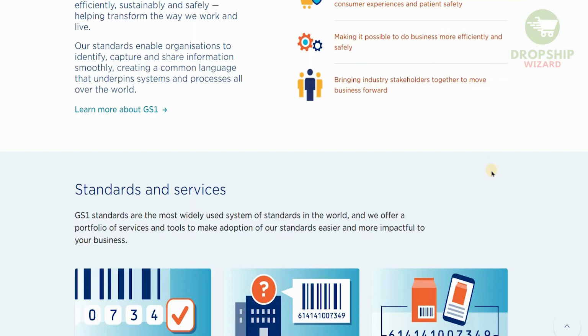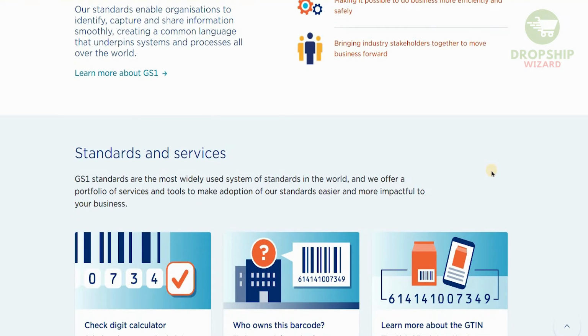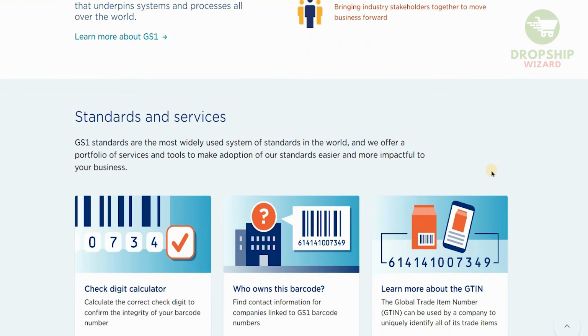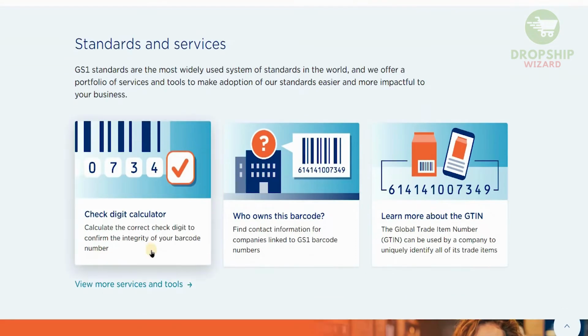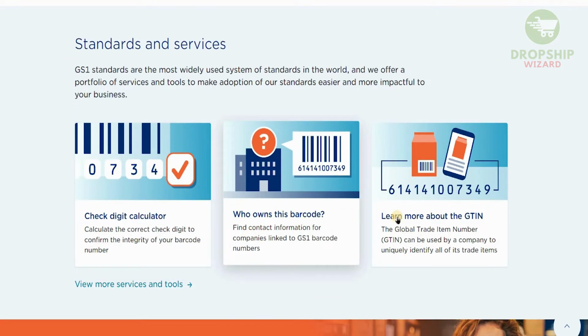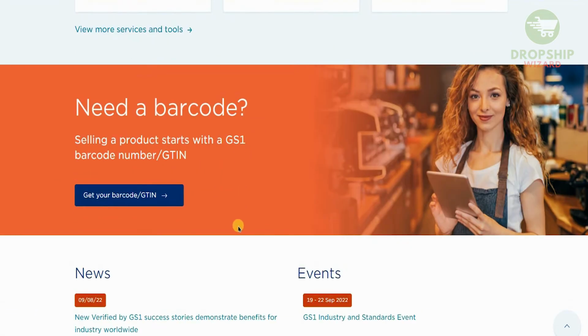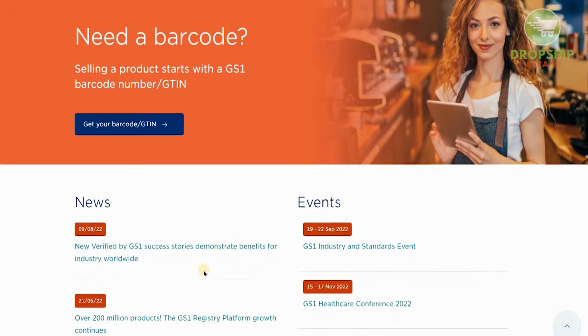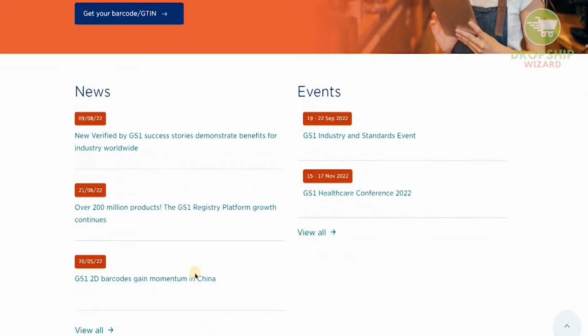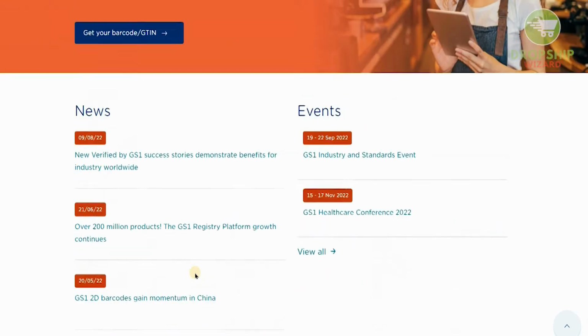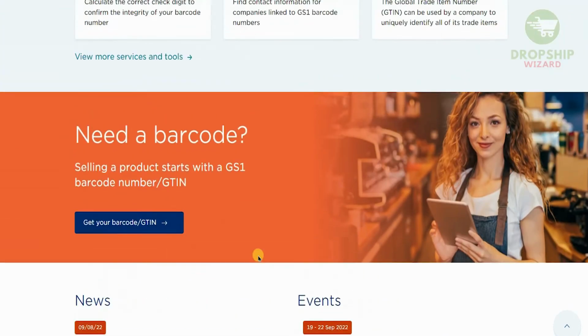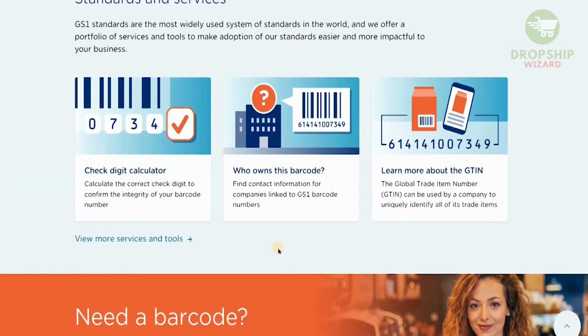The GS1 standards are the most widely used system in the world, and they offer a portfolio of services and tools to make adoption of their own standards easier and more impactful to the business. You have the check digit calculator and who owns the barcode, and obviously you can learn about the GTIN as well. Now obviously, if you need a barcode, you can sell a product that starts with a GS1 barcode number or GTIN. So basically, the GTIN is a very important element over here because it underpins the different elements that you need to ensure that you have the right standards to sell the products.